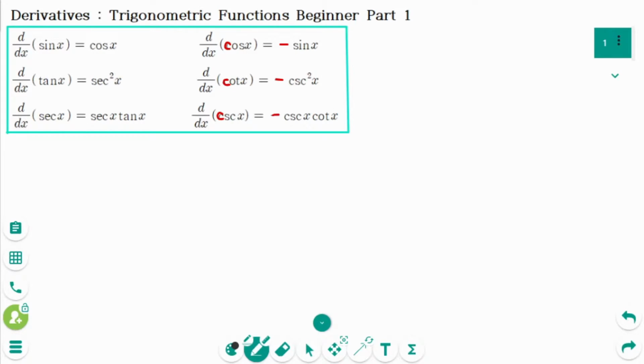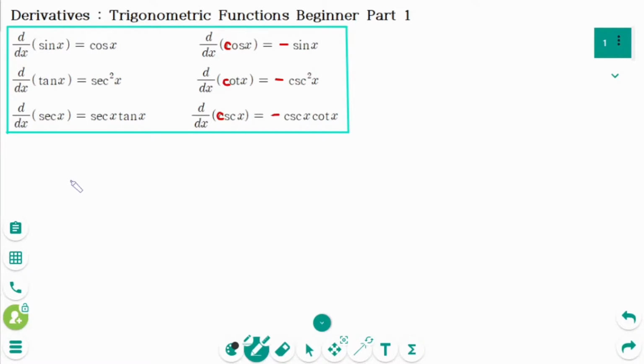This video will cover beginner part 1 questions regarding the topic of derivatives of trigonometric functions. Here are the basic differentiation formulas for 6 trigonometric functions. It's much better to remember that only functions starting with a C have a negative sign. First, let's see why these formulas came out.